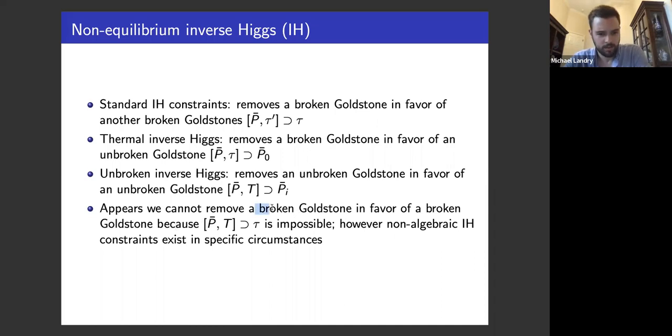Sorry, I miswrote this here. So there are 3 possibilities. This is the, we can never remove an unbroken goldstone in favor of a broken goldstone, because this commutation relation is impossible. Basically, these 2 generators are unbroken. And so it's impossible to have the commutator of 2 unbroken generators which form a group to create something outside of the group. However, we will see that there's a non-algebraic inverse Higgs kind of constraint that can be imposed in some specific circumstances that will be relevant for solids.